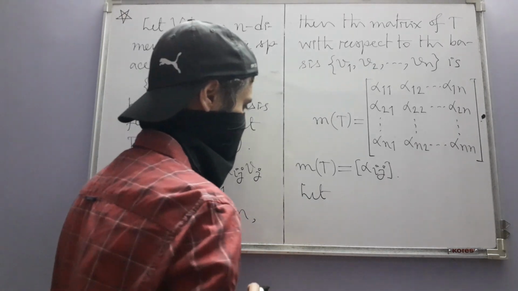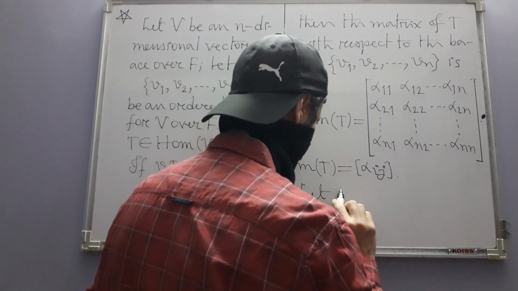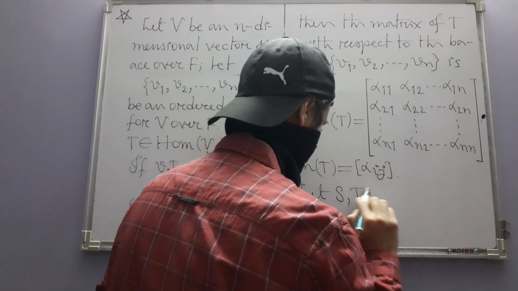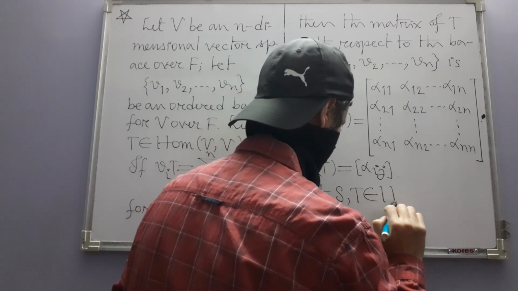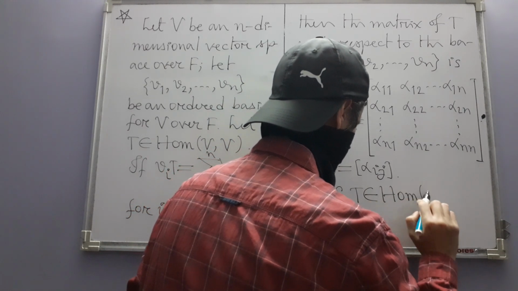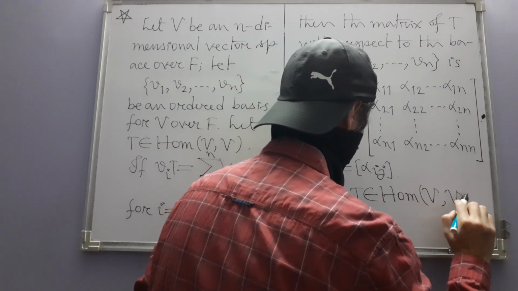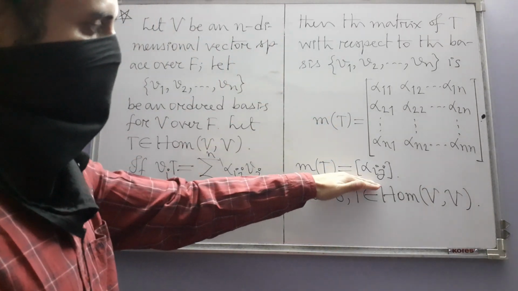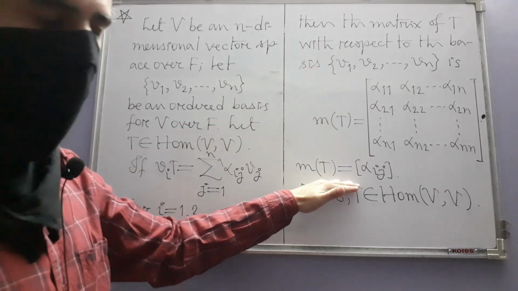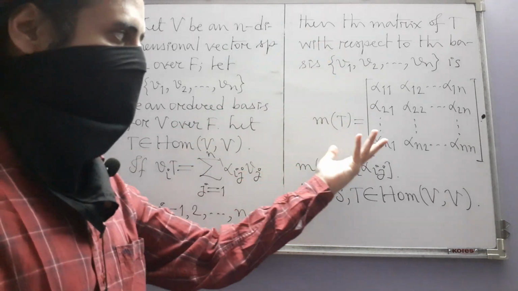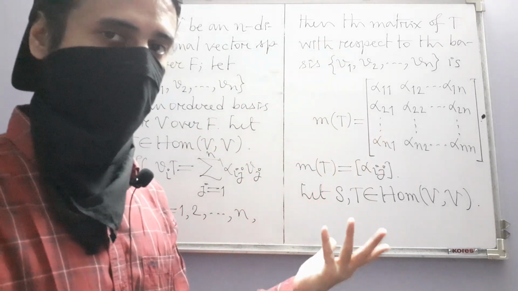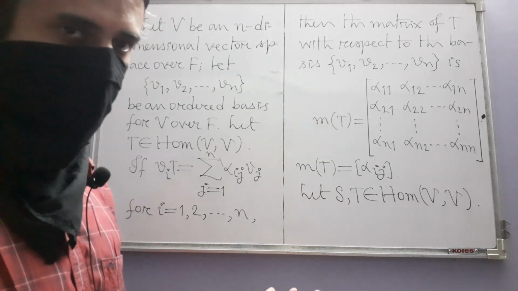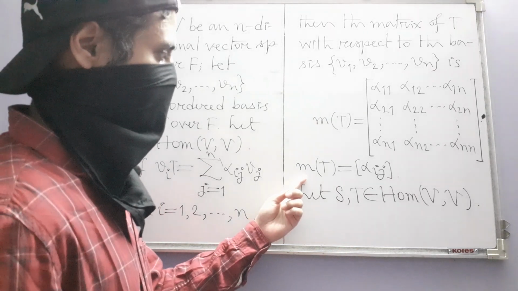So let's consider two operators. Let S and T be two operators on V. This part, you just forget about this T, okay. This we just simply wrote so that we could recall what we did in the previous video.